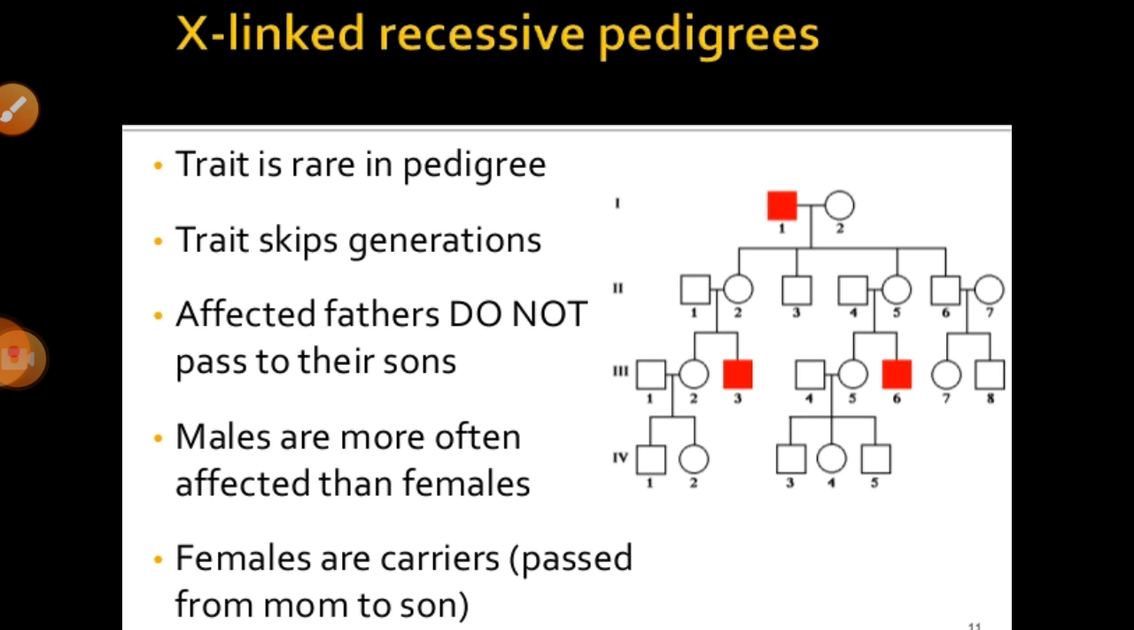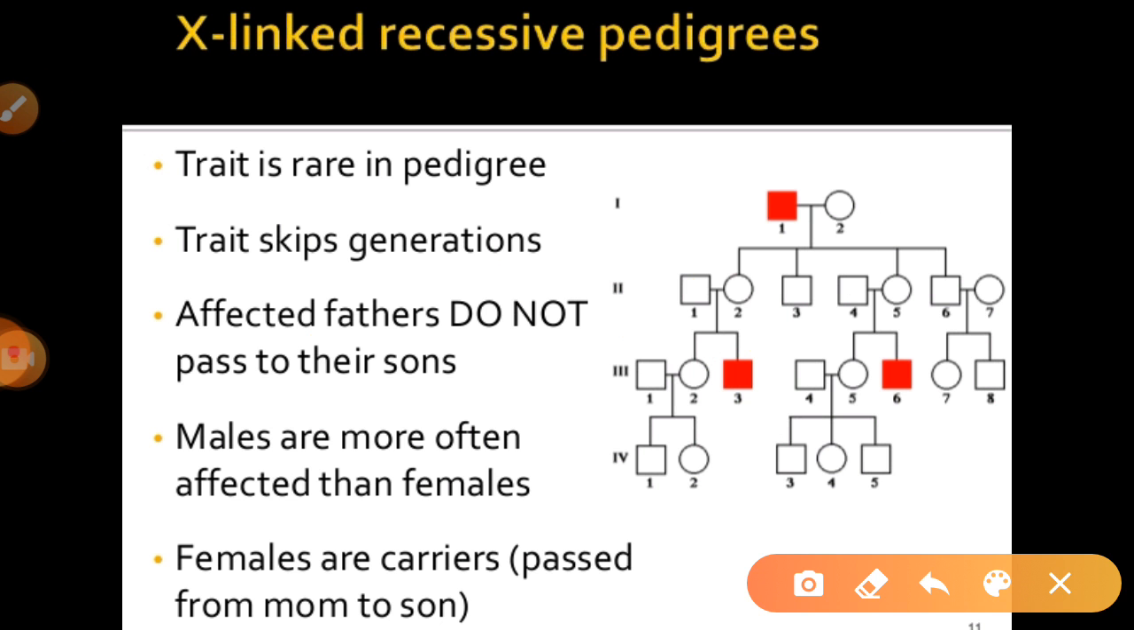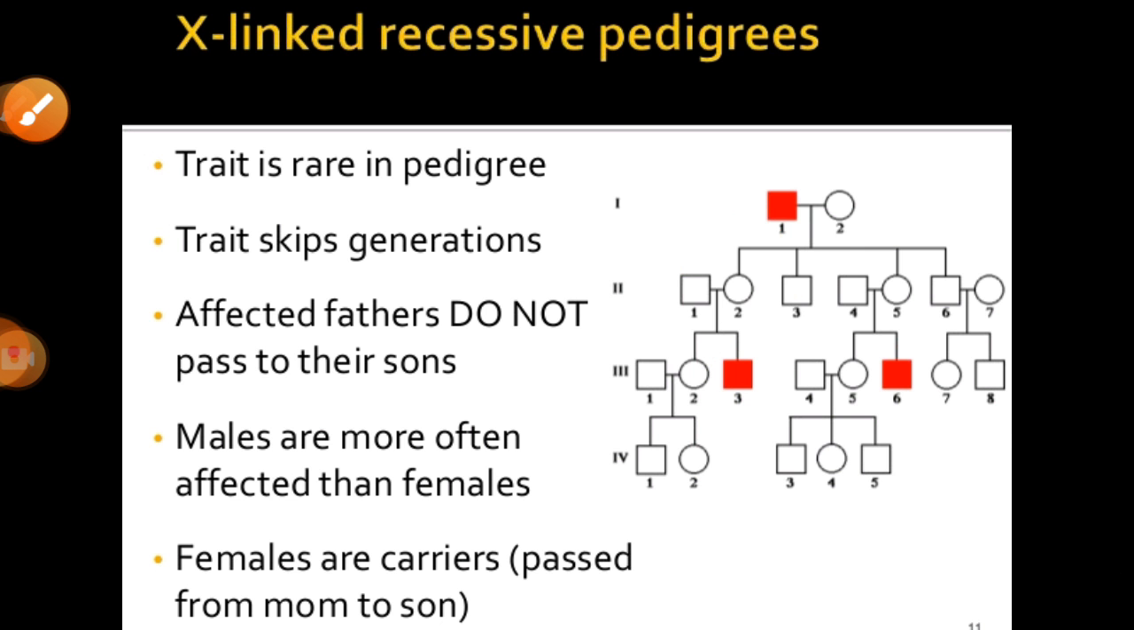So we can understand with the help of this that the trait skips generations, meaning affected fathers do not pass it directly to their sons, from here to here, and not to daughters either. But we can say males are more often affected than females, and females are carriers, so the disease is always passed from the mother to her son. That is known as the X-linked recessive pedigree.